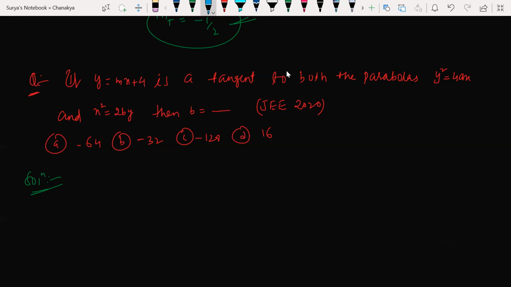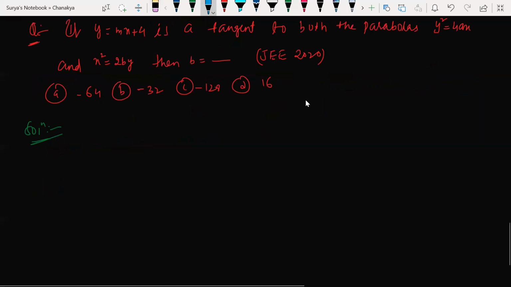Look at this here. y = mx + 4 is a tangent to the parabolas, this one and this one. Okay, so here he has given two parabolas, and this is a tangent to this parabola and this parabola. Then what is the value of b here? That is the question here. What is the value of b? Very good question.